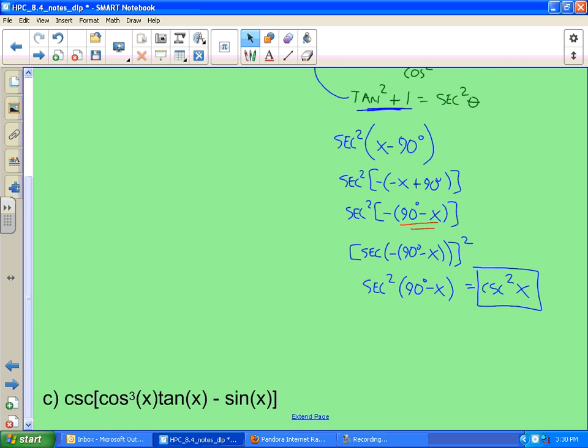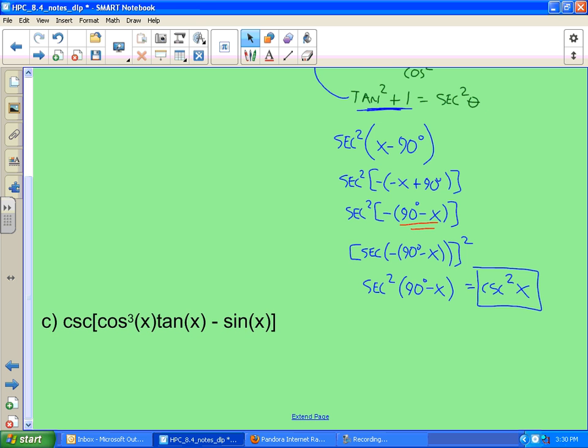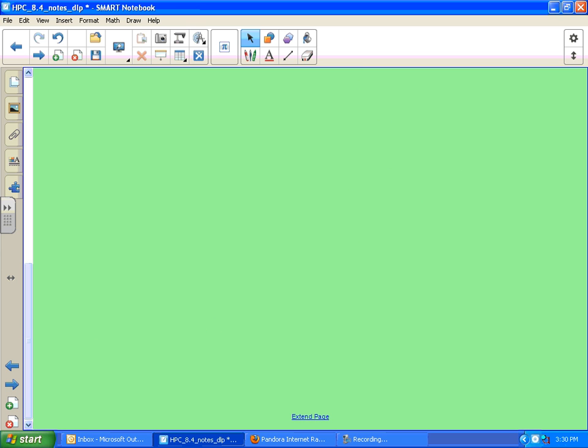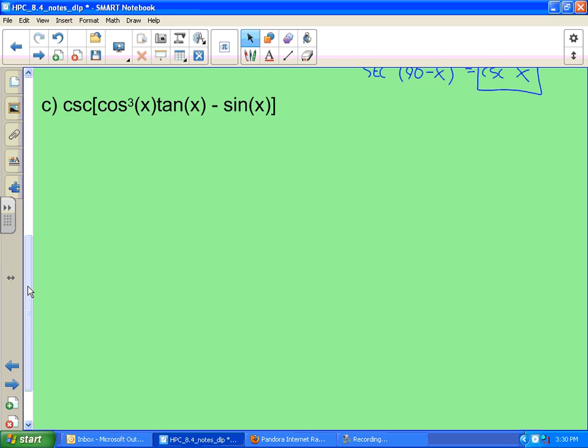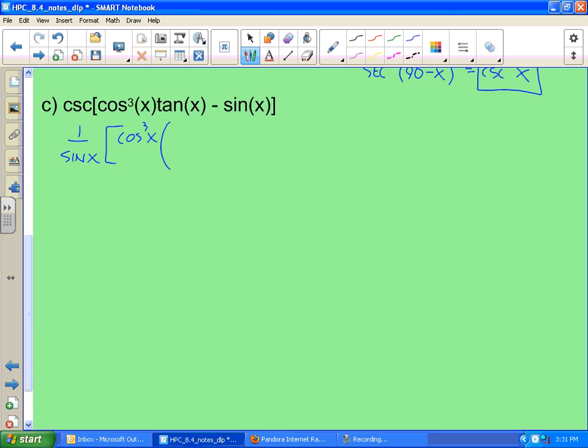What about this one? This next one here. I see a cube, I don't see a square. So let's go ahead and approach everything in terms of sines and cosines. This should have said cosine x, by the way. So we can write cosecant, not cosine, cosecant of x, as 1 over sine x, times, well, we've got a cosine cubed of x. A tangent is a sine of x over a cosine of x, minus a sine of x.